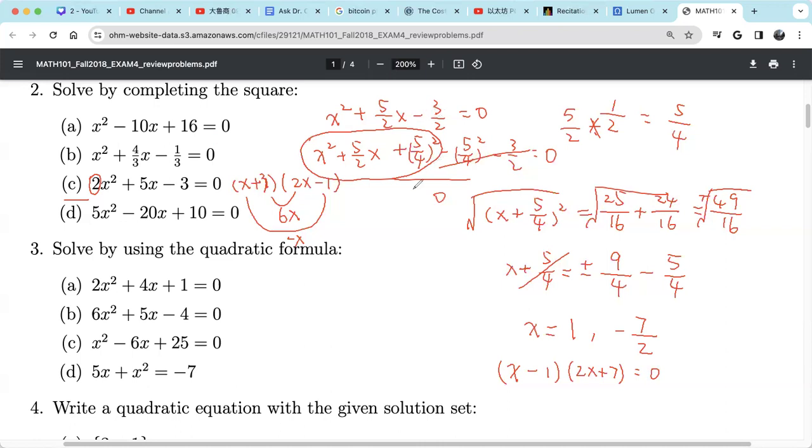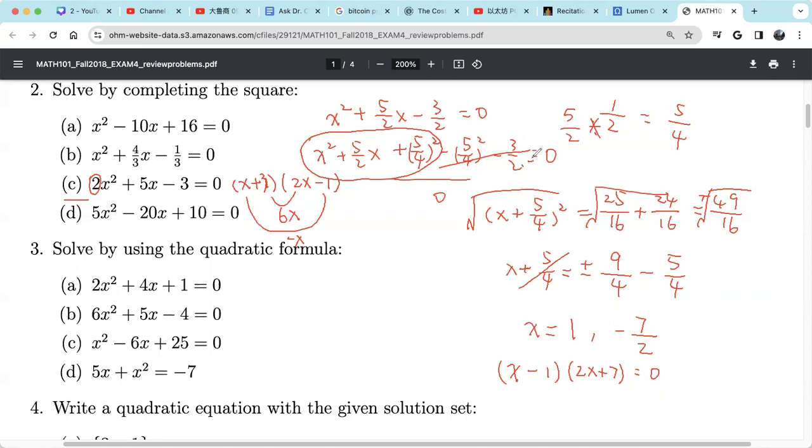Yes, that's right. So x squared plus 5 over 2x plus 5 over 4, because 5 over 2 divided by 2, that's 5 over 4. I add 5 over 4 squared minus 5 over 4 squared, then minus 3 over 2. So now these three terms become x plus 5 over 4 squared, and this one is 25 over 16. Move to the other side, become positive. Yes. Then 3 over 2, move to the other side, become positive.